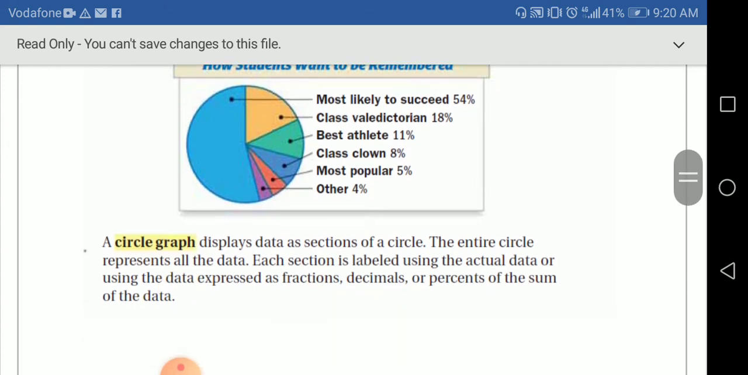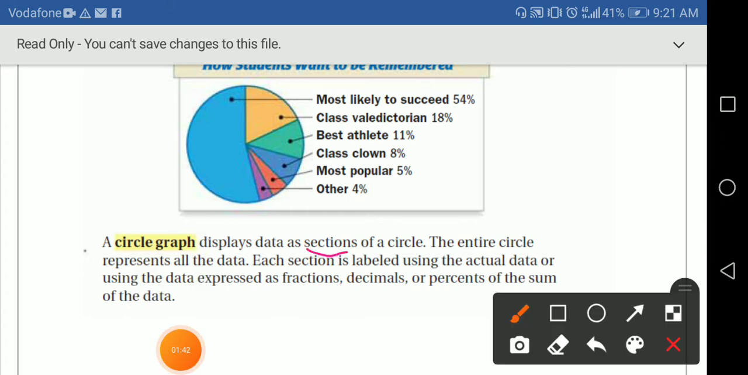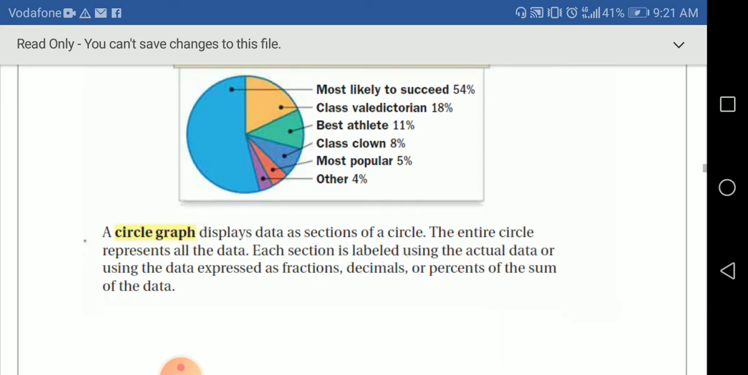So the circle graph displays data as what? As sections, as you see. Sections, parts, okay? The entire circle represents all the data, guys. Each section is labeled using the actual data or using the data expressed as fractions, decimals, or percents of the sum of the data.